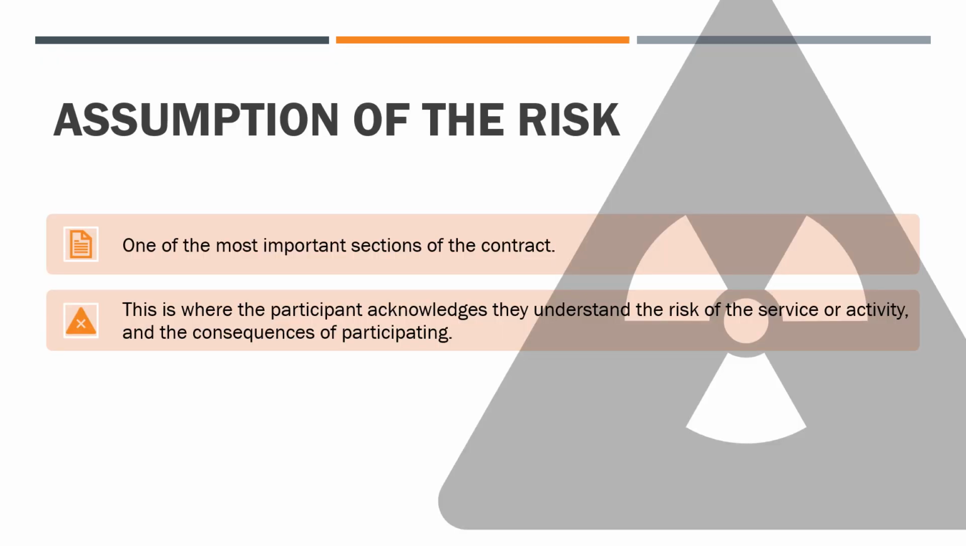So what is the assumption of the risk? This is the first section you'll see in the contract. It is one of the most important sections, and it's where the participant acknowledges that they understand the risk of the service or activity and the consequences of participating. There's a reason that the second section of this is in all caps, and that is to give extra protection to the participant so that they can completely acknowledge what the risks are and that they are voluntarily and freely assuming these risks and dangers.